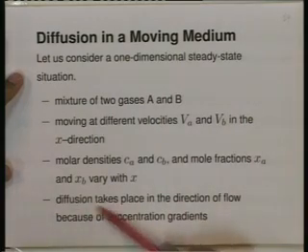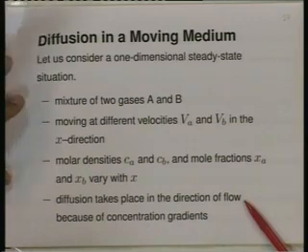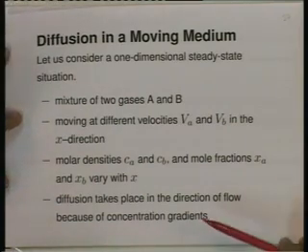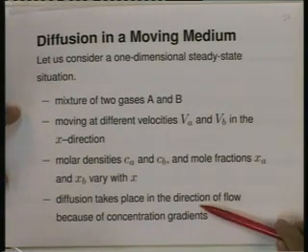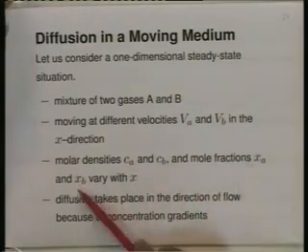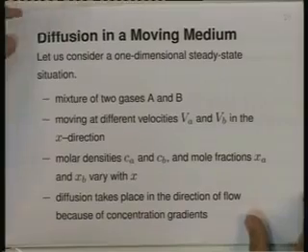Now there is a direction of flow, but over the bulk movement, there is a diffusion taking place because of the concentration gradients. We are assuming that Ca, Cb, Xa, Xb are varying with x.